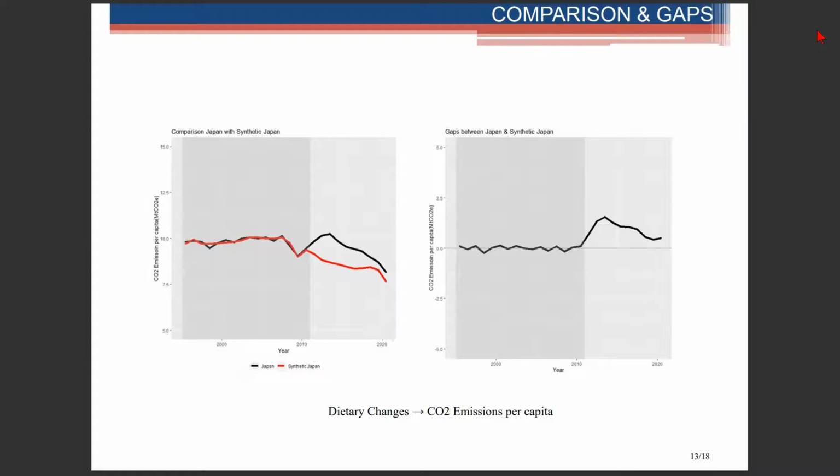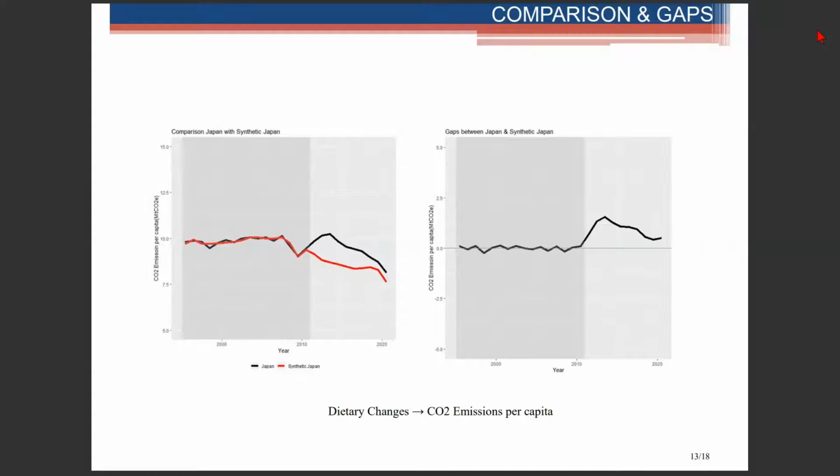there is some event affecting the CO2 emission per capita in Japan. So my hypothesis is there is some pattern affecting the CO2 emissions per capita. And the right graph shows the gaps between Japan and synthetic Japan, before the intervention and after the intervention. Before the intervention, there is almost zero difference between those two, but after intervention, as you see, the biggest gap between those two.